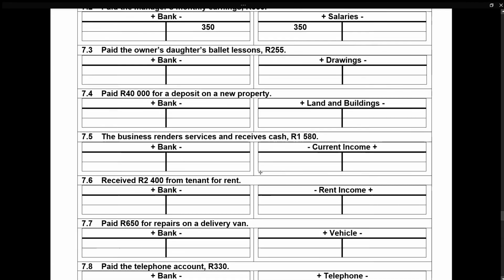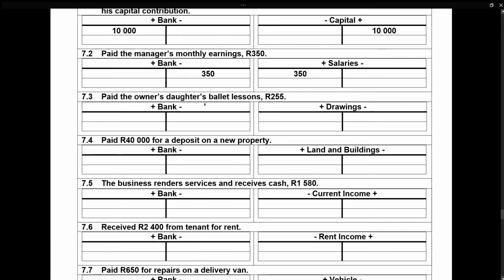Right, let's go and do 7.3. Paid the owner's daughter's ballet lessons of 255 Rand. Firstly, the daughter's ballet lessons has nothing to do with the business. This is for personal use, and therefore your one account will be drawings. The owner is taking money out of the business for personal use.